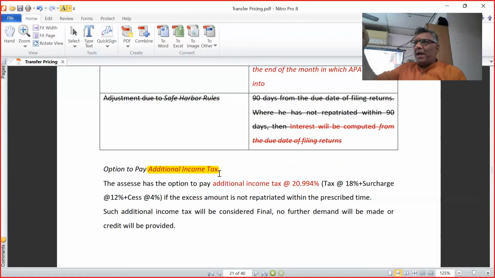If I pay it on the 100th day, for this 100th day interest will also come. Apart from that, you would have also paid additional income tax. No, interest cannot be waived. Only penalty can be waived.